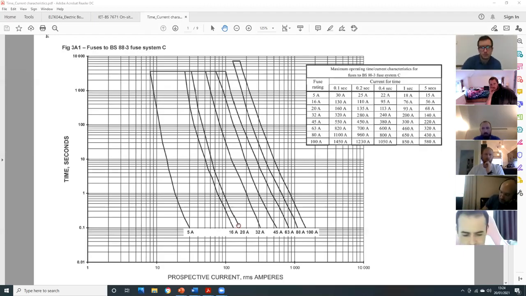Anyone else nodding to agree with that if you've had a go? Yeah, 1.44. Okay, so that's the fusing factor for BS 88 type devices. It takes nearly 1.5 times its current to actually operate it, and then it takes an hour for that to happen. So you've got to have a substantial current going through it for it to operate quickly.